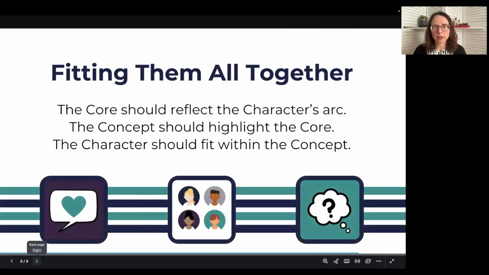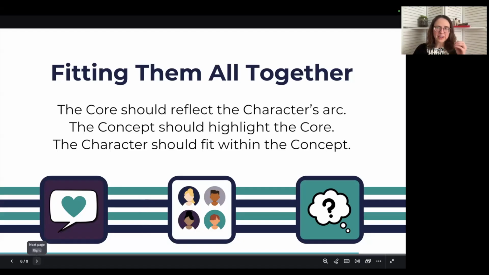So here's how you're going to fit them all together. Your core should reflect your character's arc. How the character changes over the course of the story should reflect the core of what you are trying to say, of what you want the reader to take away from your book. How the character changes on an emotional and internal level should reflect your core. The concept should somehow highlight the core.